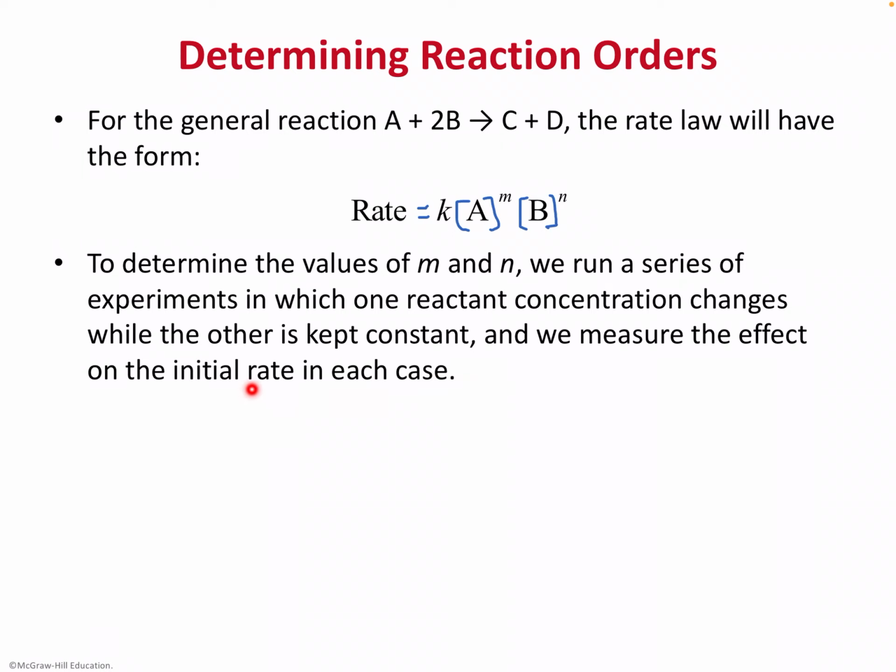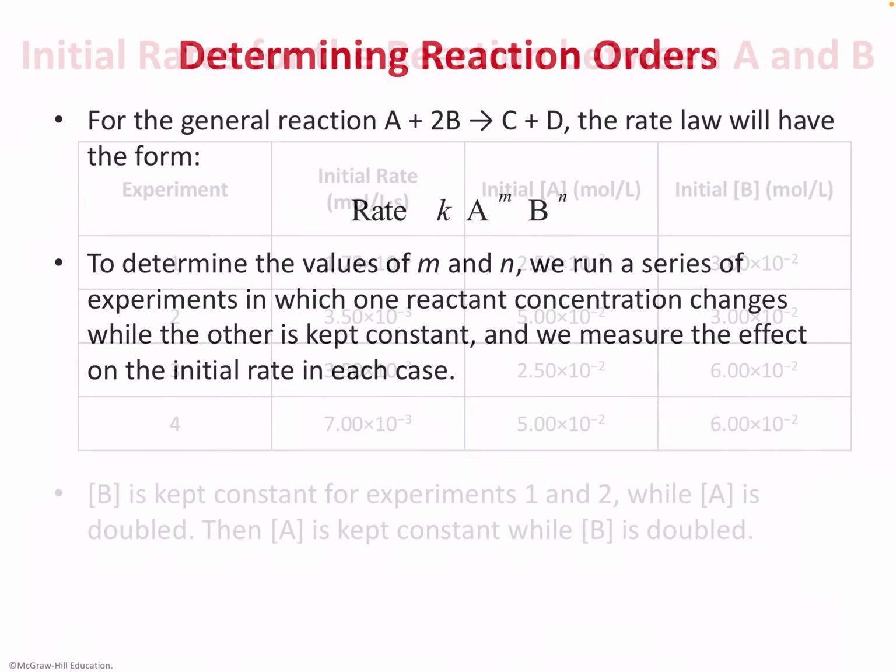Remember, we talked about there being 3 different rates that we normally measure: initial rate, average rate, and instantaneous rate. To find the rate law and the m and n orders, we normally use the initial rate. If you have 2 reactants, we keep one of the reactants constant and change B. And then the next time we keep the B concentration constant and change A. And then we measure the initial rate. That's how we do the experiment.